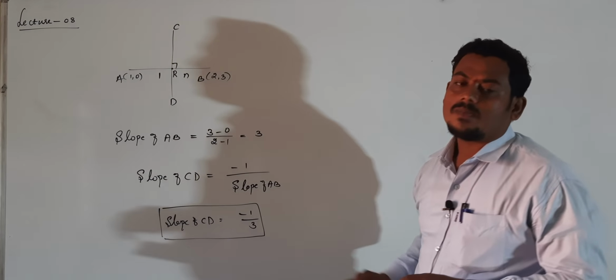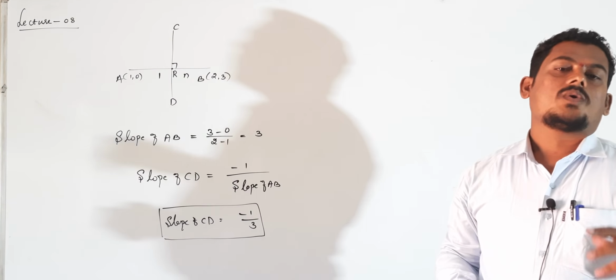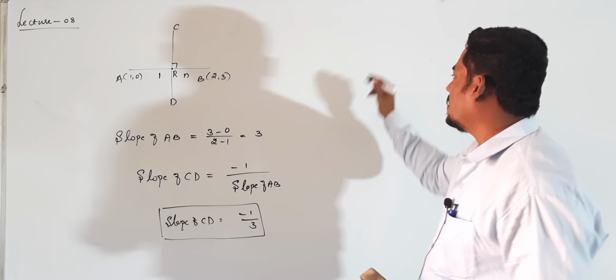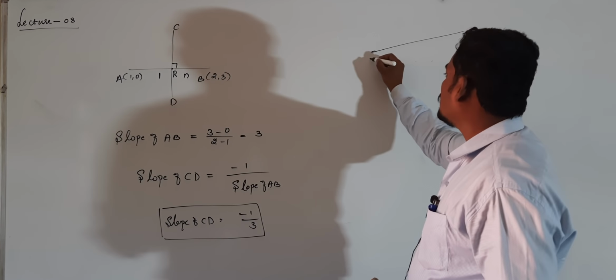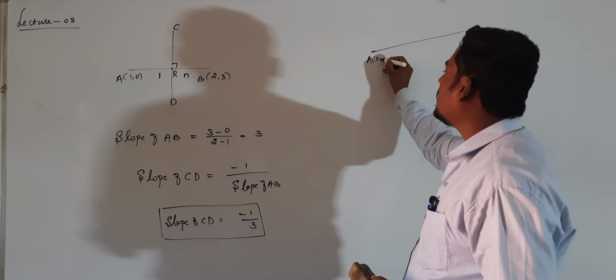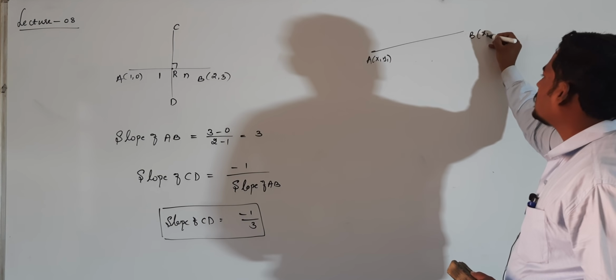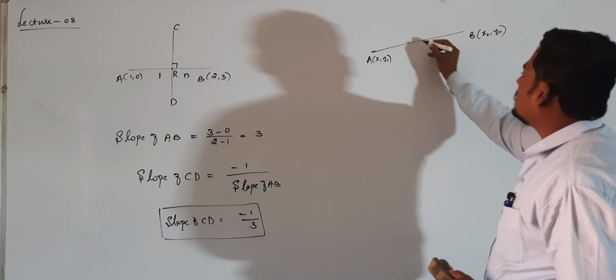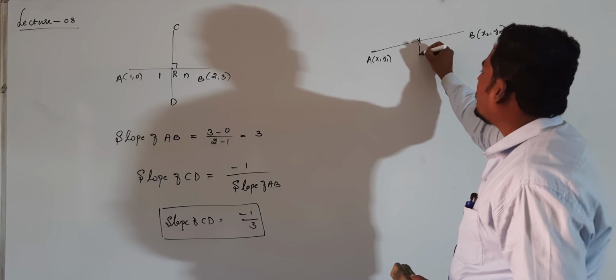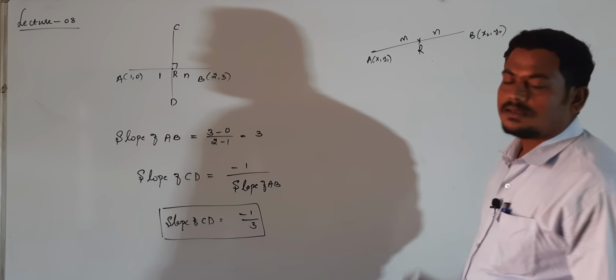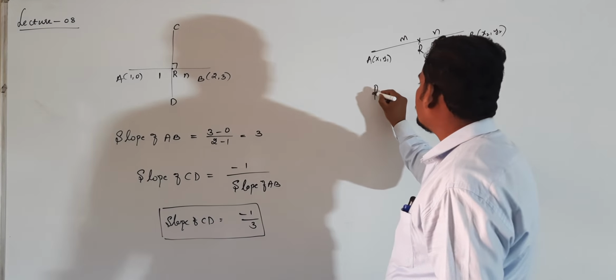What is section formula? Coordinates of the point which divides the line joining two given points. Already you know the section formula. Take a point A (x1, y1) and another point B (x2, y2). One of the points, P, R, take it as R, divides it in the ratio m:n. Then the coordinates of R are given by the formula.